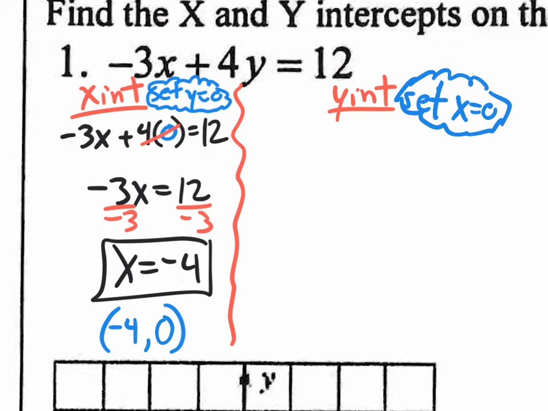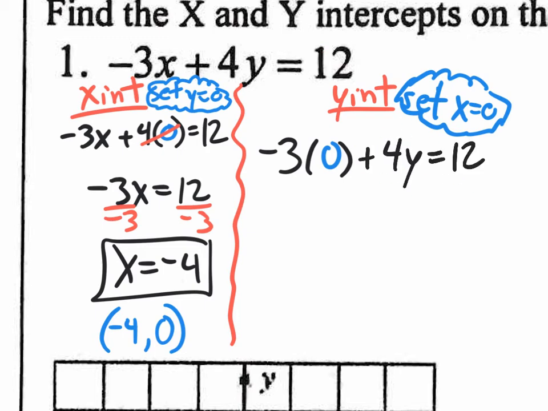So I'm going to rewrite my equation. Negative 3, but instead of times x, I'm going to put a times 0. And then it says plus 4y equals 12. So let me write that right here. Plus 4y equals 12. And of course, negative 3 times 0 is 0. You could write it if you want, but I'm just going to put a line through it, put 4y equals 12. Final step is to divide by 4. Y equals 3.